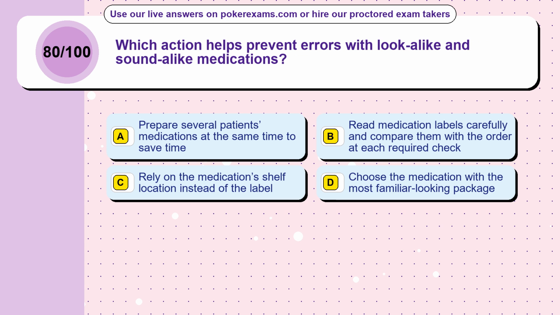Question 80. Which action helps prevent errors with look-alike and sound-alike medications? Option A, prepare several patients' medications at the same time to save time.